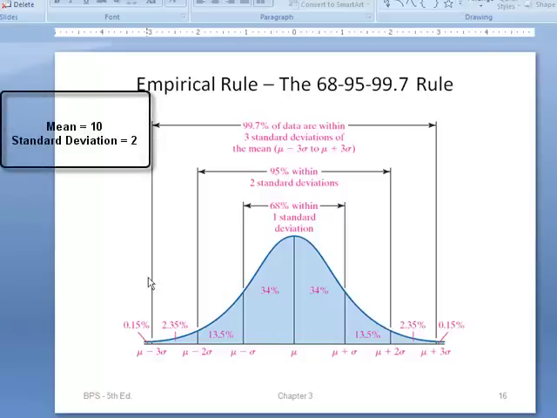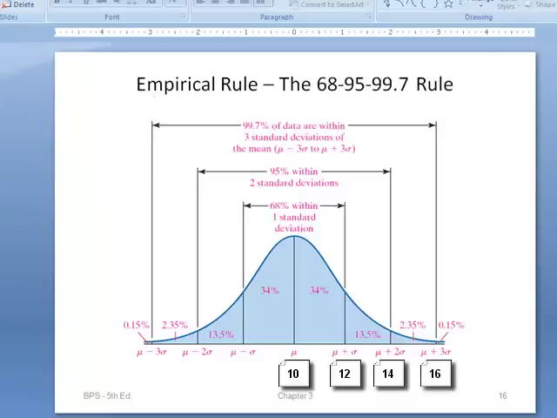So let's say that we have a mean of 10 and a standard deviation of 2. So our mean is 10. What would be one standard deviation from the mean in that distribution where I have a mean of 10 and a standard deviation of 2? Well, being one standard deviation to the right, or a positive one standard deviation to the right of the mean, would be 12. Being two standard deviations from the mean would be at 14, and three standard deviations to the right of the mean would be 16.